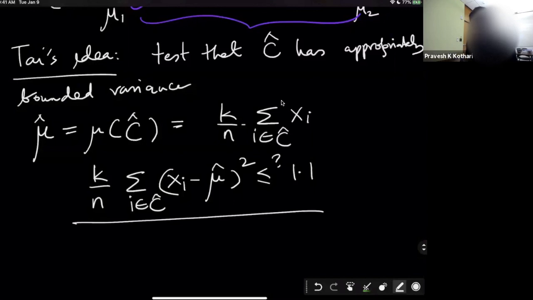Is there any issue you see so far that's confusing in this idea? Notice that in doing this check, I did not need to know anything about the true means. All I did was take the points in C hat, compute their empirical mean, then compute the variance around that empirical mean and check if it is smaller than 1.1. Any questions about this?